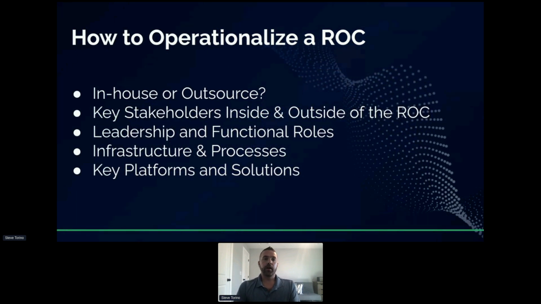So some thoughts here on how to operationalize a ROC. And I do want to call out again that this is definitely a future-looking concept. There are examples of risk operations centers out there, but they tend to focus more on financial risks. Some of the larger financial institutions, think the big banks and the credit card issuers like Visa and MasterCard, typically have risk operations centers, but they're not really focused on cyber.